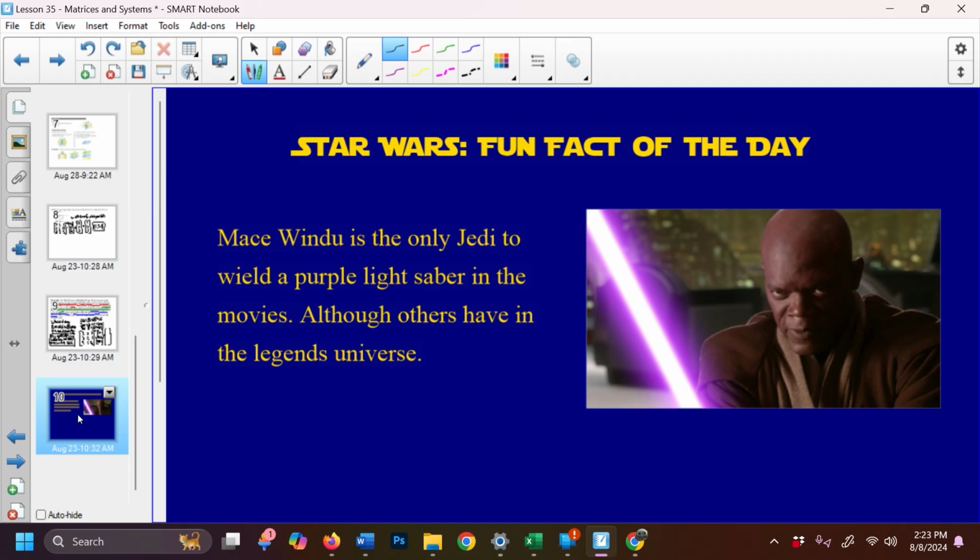The Star Wars fun fact of the day: Mace Windu is the only Jedi to wield a purple lightsaber in the movies, although others have in the Legends universe. And, of course, the coolest color, purple, goes with the coolest Jedi, Mace Windu, aka Samuel L. Jackson.